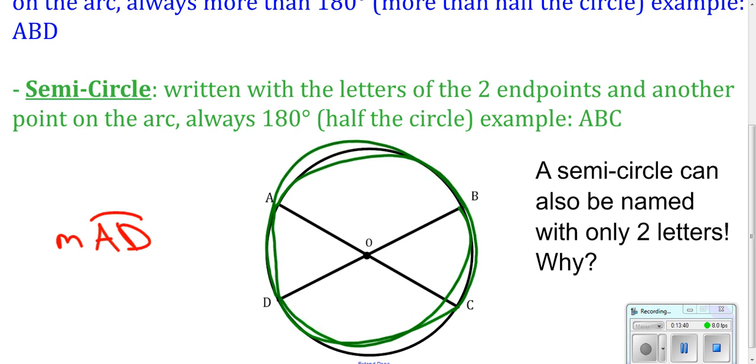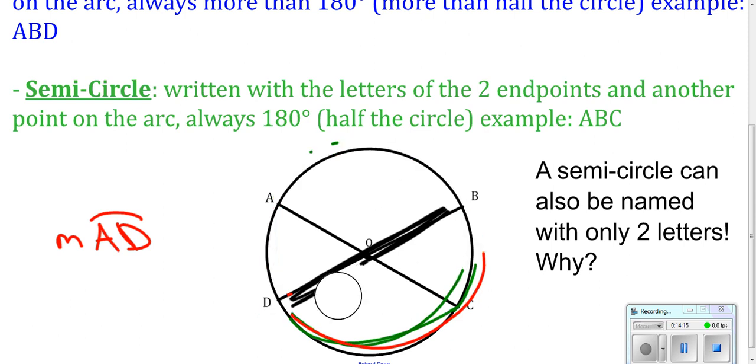And I know that's half because this is my diameter right here from D to B, okay, which cuts it in half, goes through the center. So I know that if I have an arc that hits the two points of a diameter, I'm good to go. All right, before we move on, think about this. A semicircle can also be named with only two letters. Why? Okay, so a minor we can name with two. A semi we can name with two, but not a major. Here's why. It doesn't matter which direction you're going. Okay, if I want to look at arc DB, I could go DAB or I could go DCB. Okay, it's arc DB.